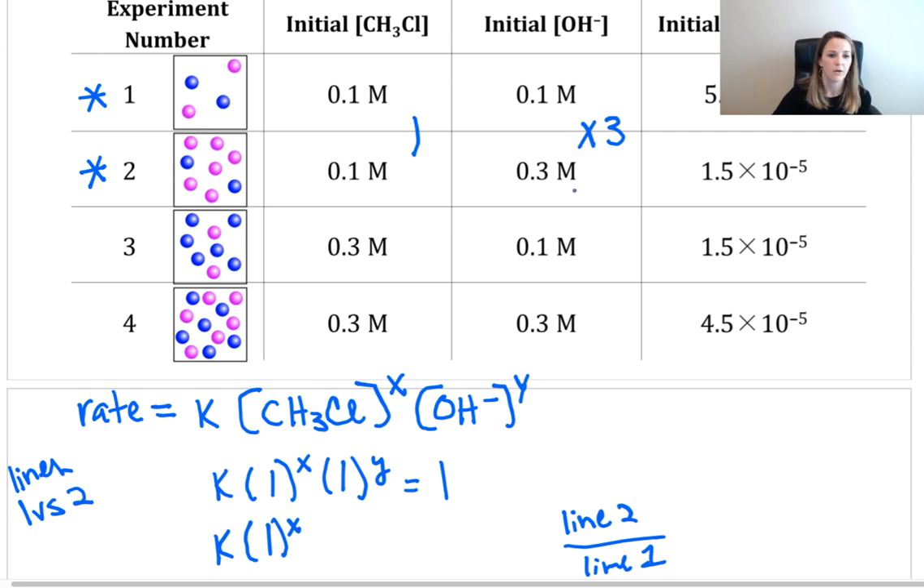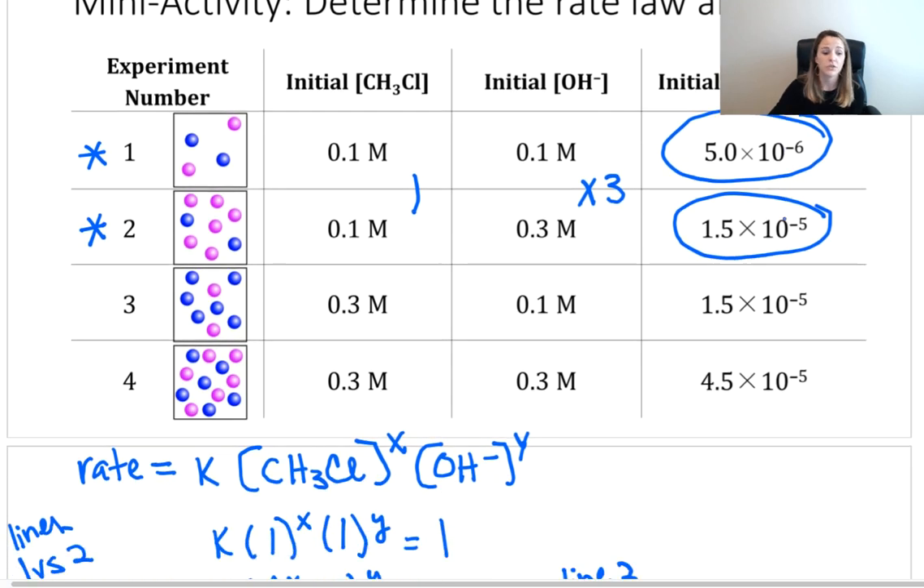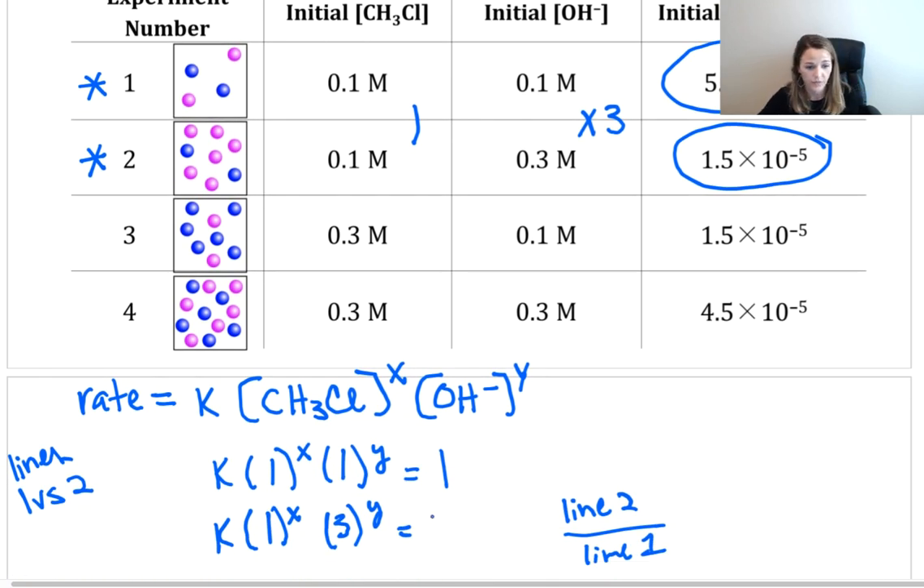Okay? Now we're going to go over here for our hydroxide. 0.3 divided by 0.1 is a difference of 3. So 3 raised to y. Now we're going to come down here and look at our rates. What we see for our rates is that our first line had a rate of 5 times 10 to the negative 6th, and our second line has a rate of 1.5 times 10 to the negative 5. So I'm going to take this number and divide it by this number. And when I do that, I get a number equal to 3.